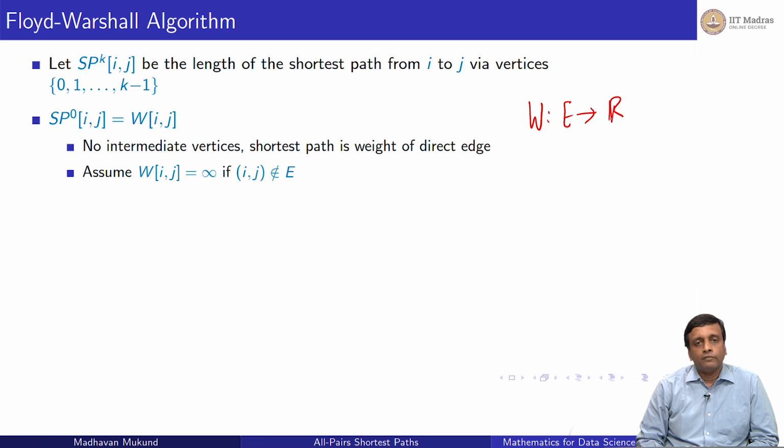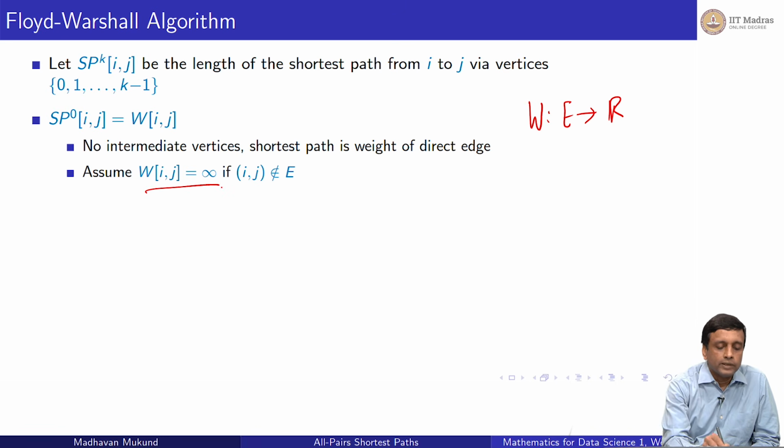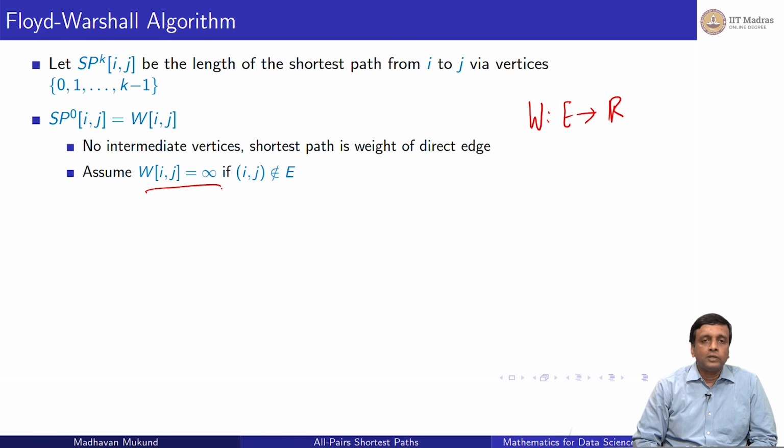Now, of course, we have to take care of the fact that there is no cost and no edge carefully. So what we will do is assume that when we have no edge, the weight is somehow assigned to a very large number. In particular, we can treat it mathematically to be infinity, right? So if there is no edge, sp0 ij will report infinity. If there is an edge, it will report the weight of the edge.